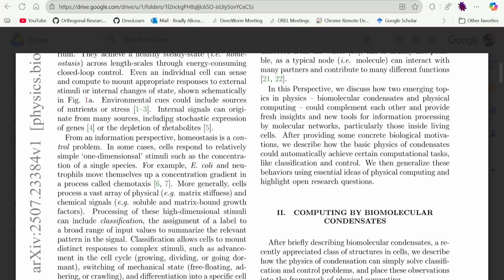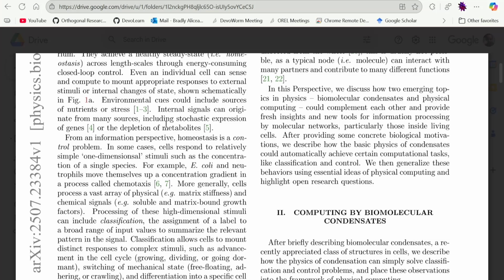So, they kind of point out here, in some cases, cells respond to a relatively simple one-dimensional stimuli, such as the concentration of a single chemical species. For example, E. coli and neutrophils move themselves up a concentration gradient in a process called chemotaxis. And so this is where you have E. coli, which is a single cell organism, and neutrophils, which are in a nervous system. They move themselves according to these chemotaxis.